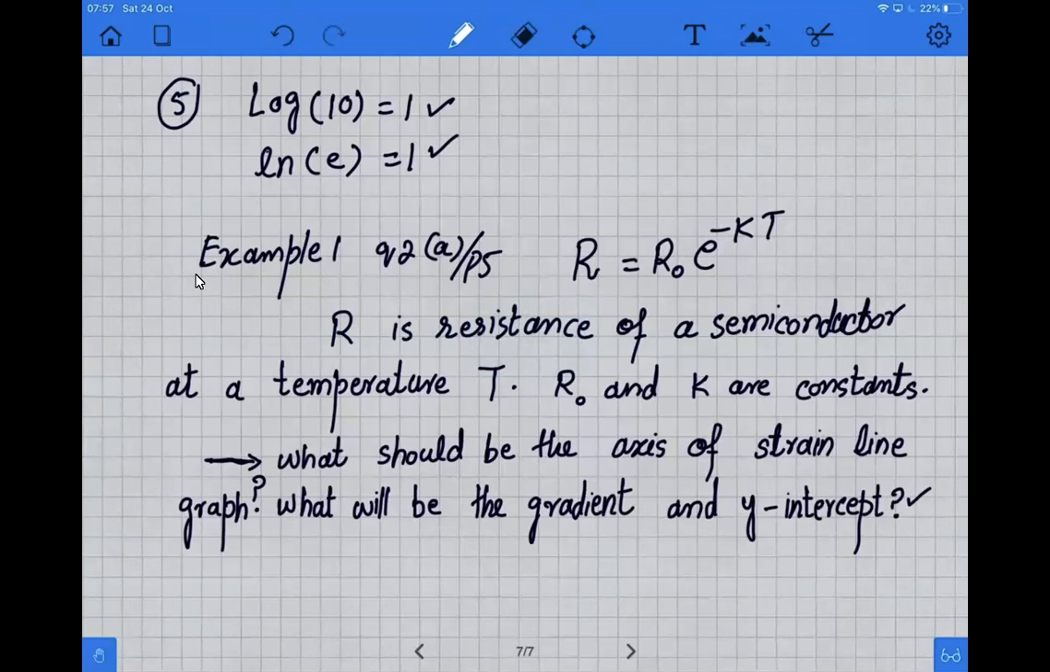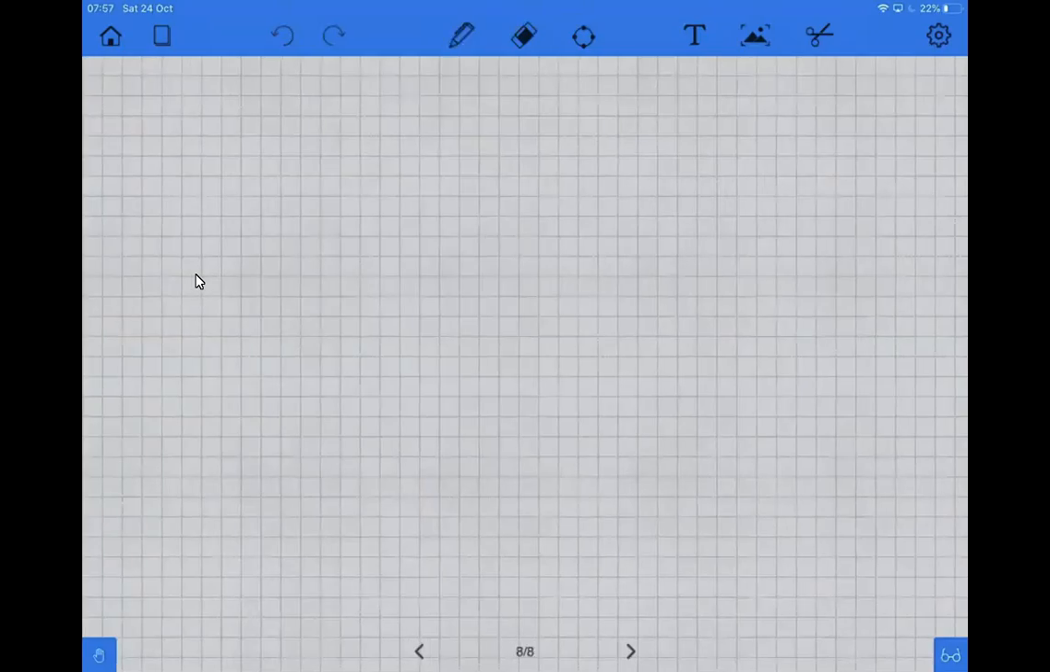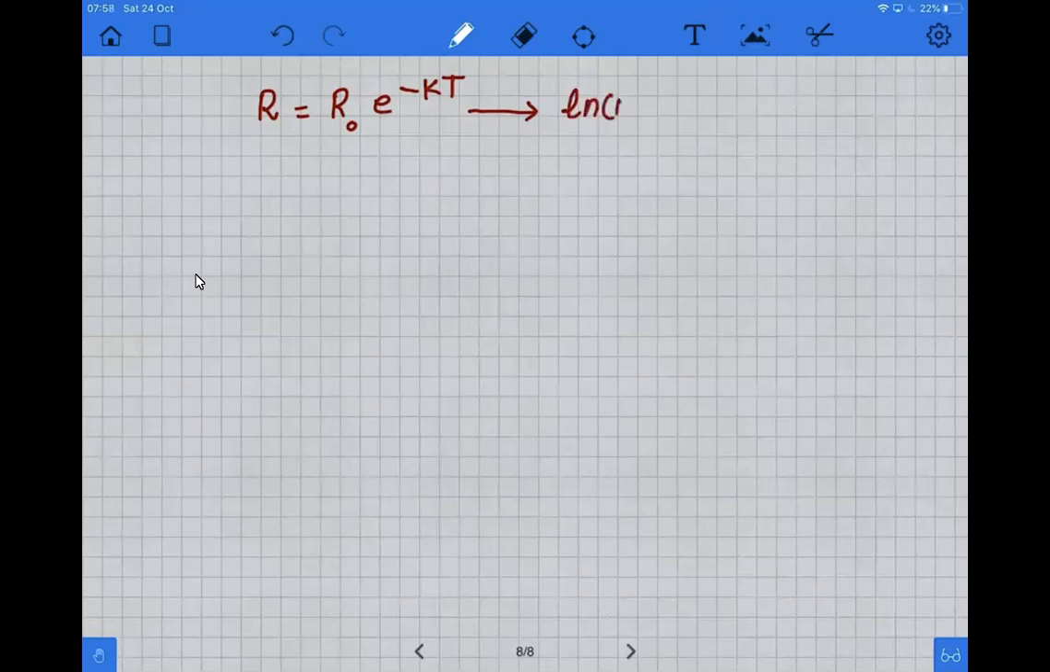The first step is, since it is e power, you have to take natural log. So it would be r is equal to r naught e power minus kt. Here we should take natural log on both sides. It will become natural log of r is equal to natural log of r naught e power minus kt.